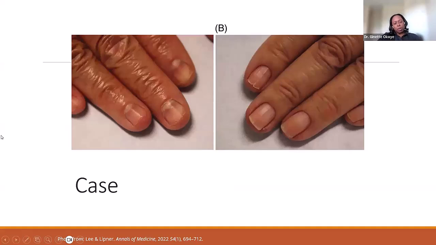So let's do a couple of cases. So this is your patient. This could be you. This is what my nails look like half the time. So people come in to see us and they're concerned about their nails looking like this. It's a little rough, right? They have some longitudinal ridges.